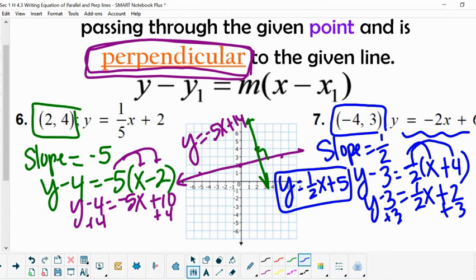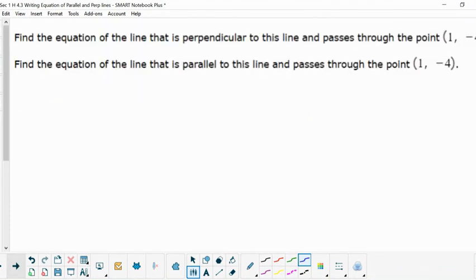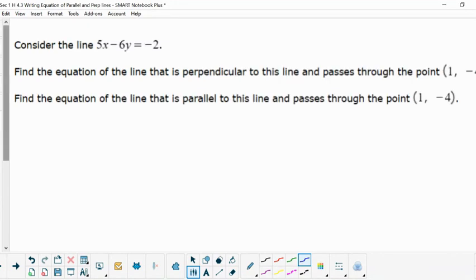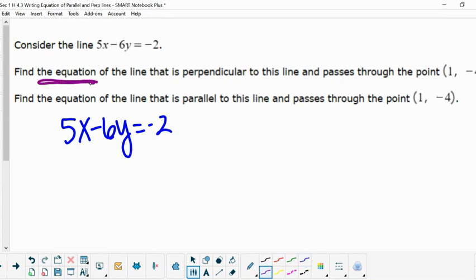So your main concern today is to know if you're going to do parallel and use the same slope, or perpendicular and do the opposite sign flipped over. So you have to watch for that. Let me show you what some of your problems will look like. They'll say, okay, here's a line, and will you write it down here so we have a little room? 5x minus 6y equals negative 2, and then you need to write the equation. Does it say slope-intercept form in particular on this one?